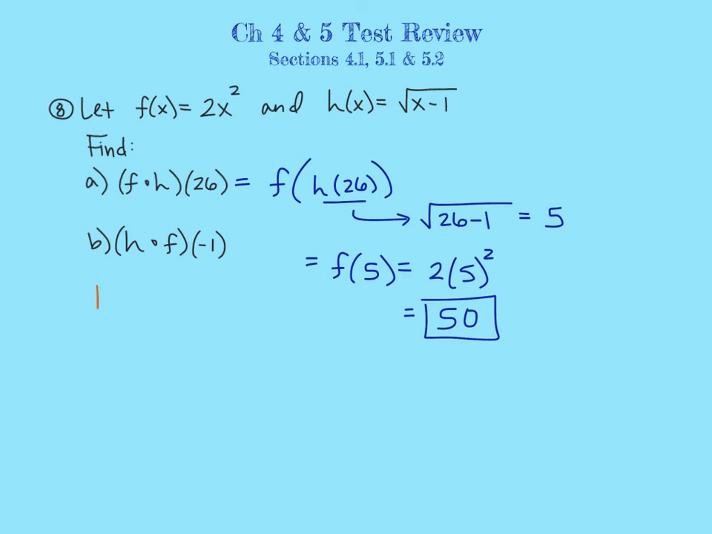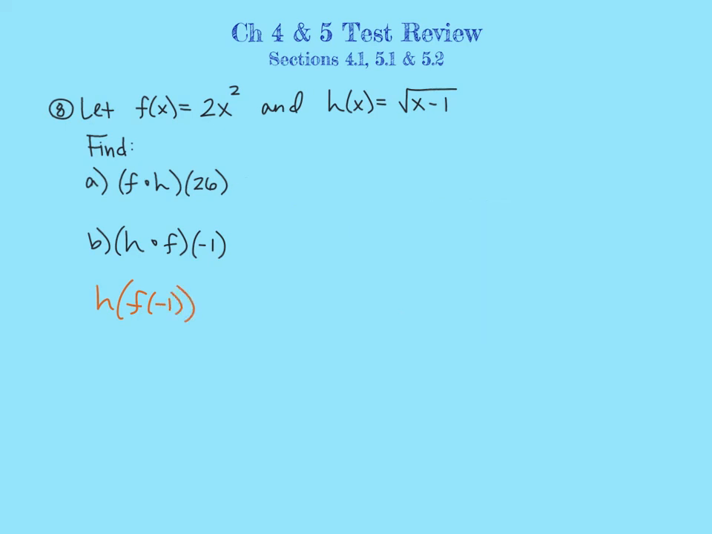For part B, we're finding h of f of negative 1. And the first thing we want to do is find f of negative 1. To find f of negative 1, I'm going to plug negative 1 into the f function and worry about PEMDAS, so make sure we're squaring first. So we'll have 2 times 1, since negative 1 squared is 1, which is 2. So that means we're really finding h of 2. Finding h of 2 means taking the square root of 2 minus 1. The square root of 1 is 1.